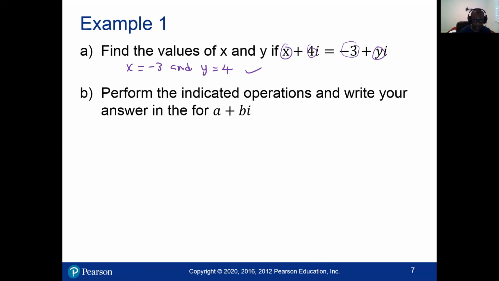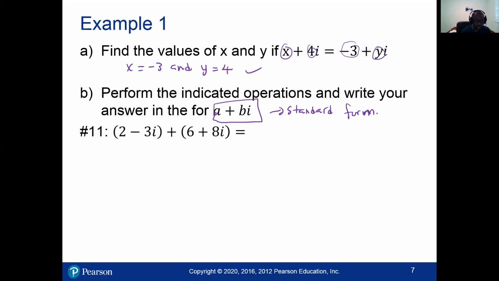We want to put the answer in the form a plus bi. This is the standard form of a complex number. So, exercise number 11, we want to write this down.